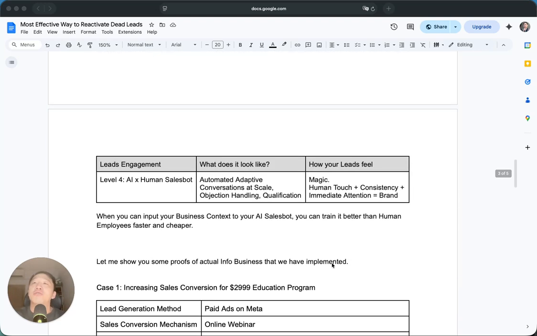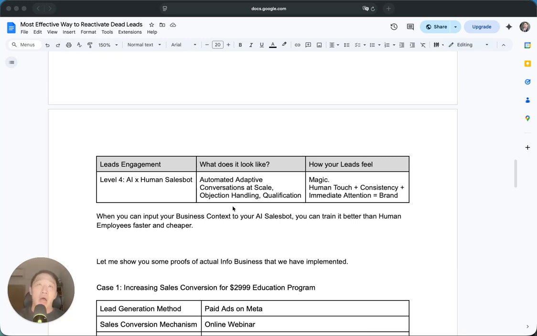Now I want to introduce level 4. Level 4 is what I call the AIxH human sales bot level. What does it look like? Automated adaptive conversations at scale, objection handling, qualifications. We have used all our marketing and sales knowledge to tune the bot to be able to close sales.